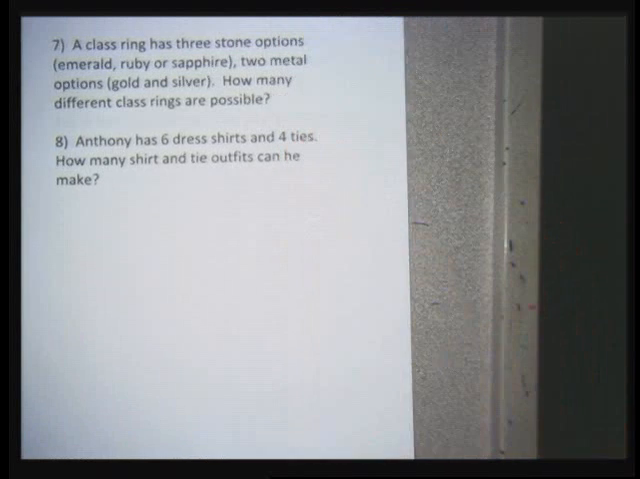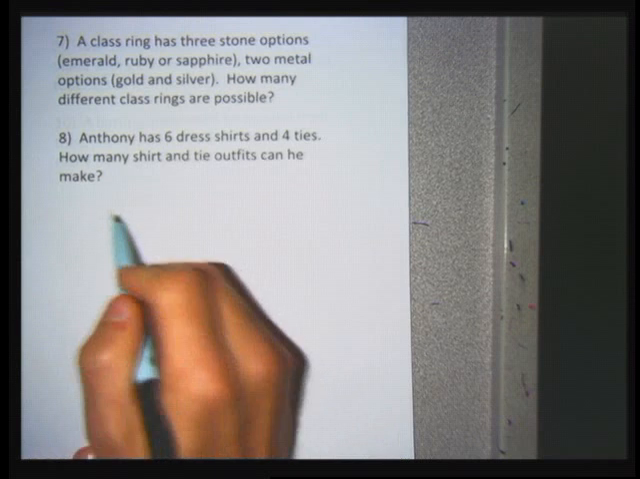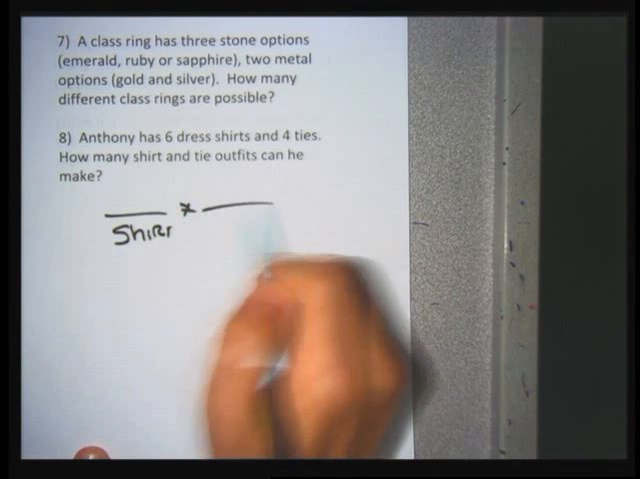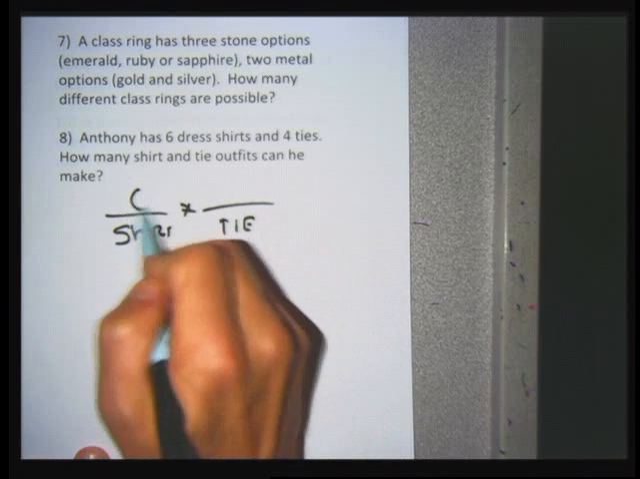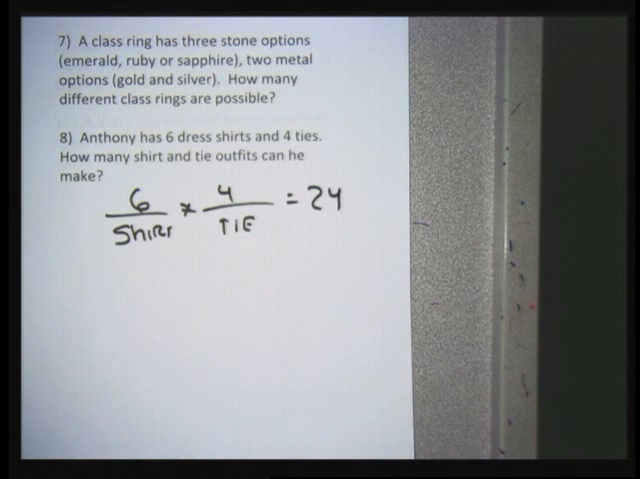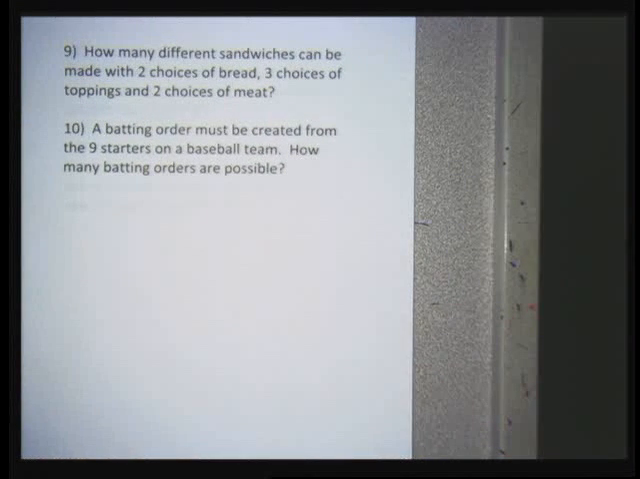These we did earlier in the chapter. So Anthony was making, for me, Anthony's making an outfit with a shirt and a tie. He has 6 shirts and 4 ties. You can get 24 outfits. For you, you're going to make 2 little dashes, one for the stone, one for the metal. Multiply away and you'll get your answer. Your problem 9 is just like the ring problem. It's just like Anthony's shirt problem.